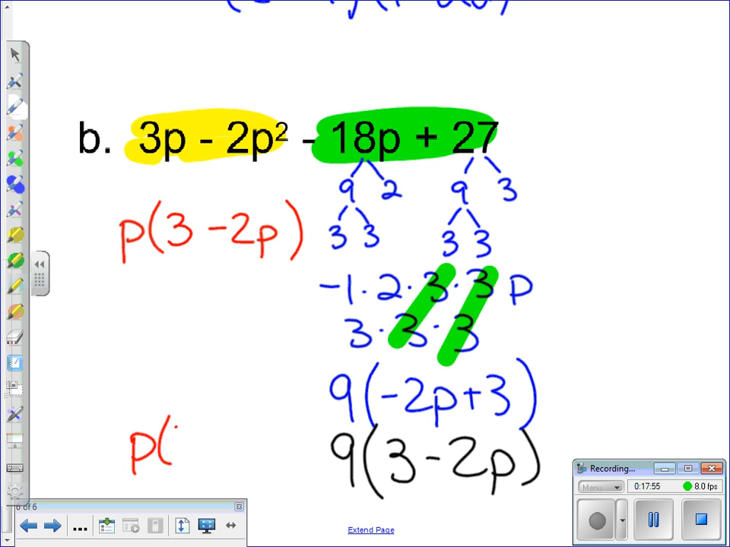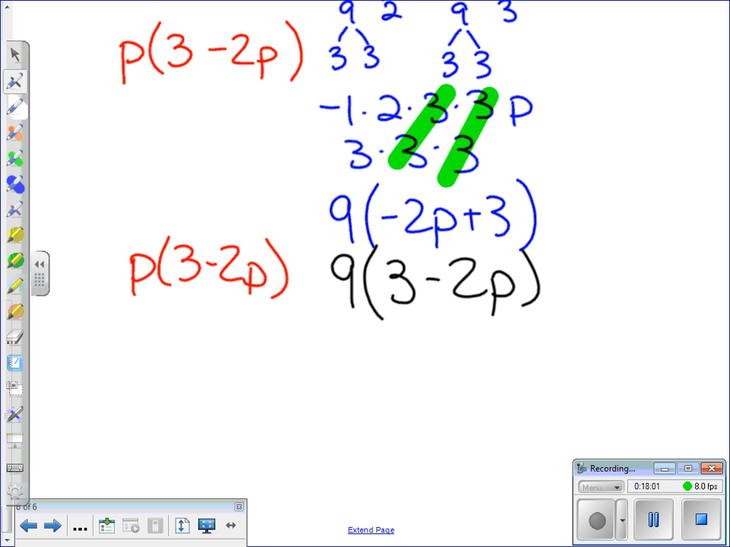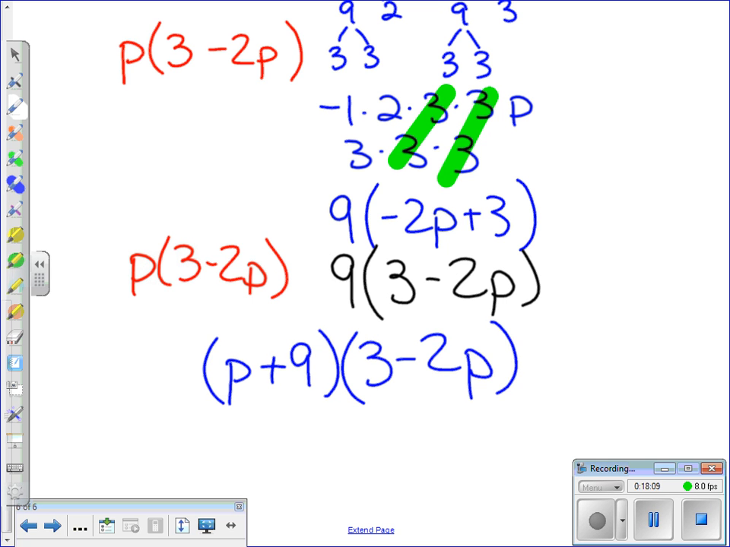Now that the parentheses match up, go ahead and put that first GCF, 9 and P, in the first parenthesis, followed by 3 minus 2P. And that's how you factor using distributive property.